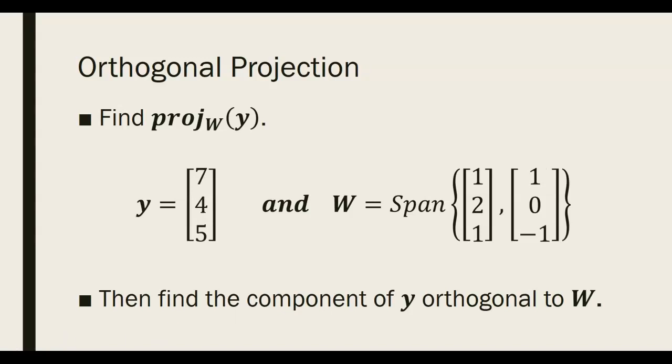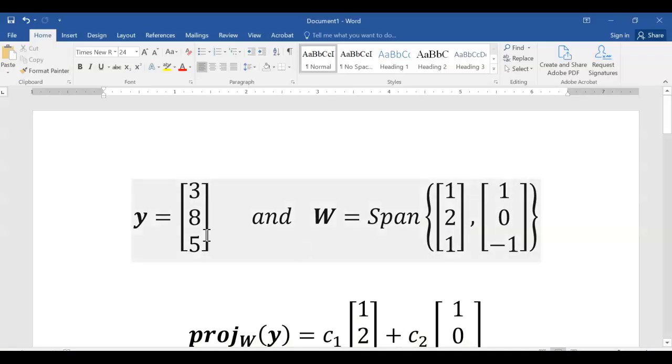All right, there it is. So I want you to go ahead, push pause on the video, and do the same thing. We're utilizing the same subspace W. I want you to find the projection of 3, 8, 5 onto W, and then find the component of y which is orthogonal to W. All right, so we're projecting 3, 8, 5 onto W, and we're going to find the component which is orthogonal to W.